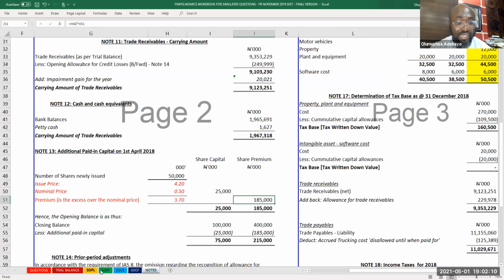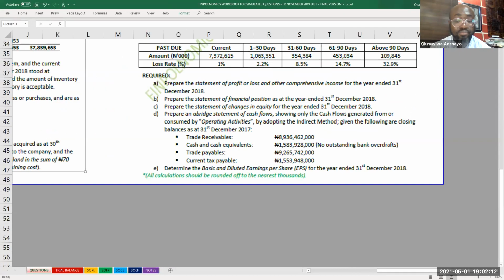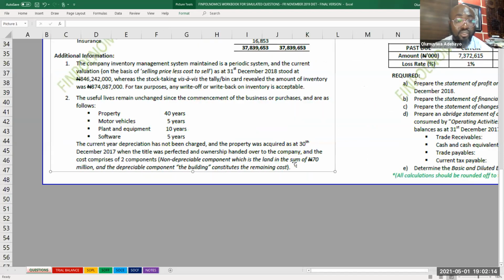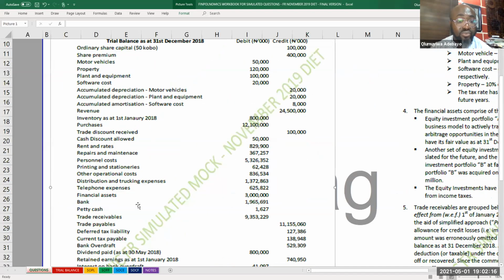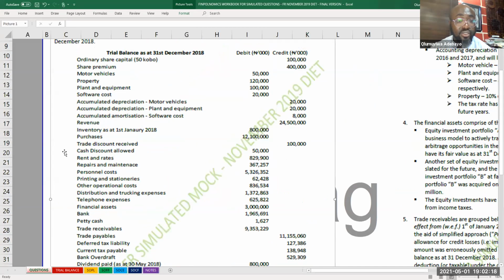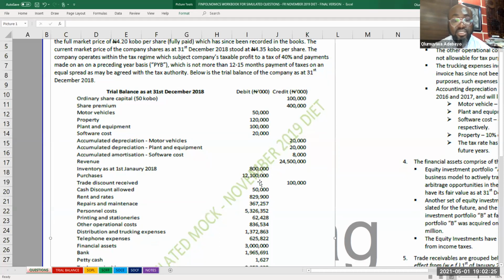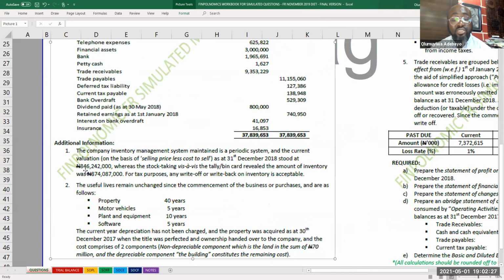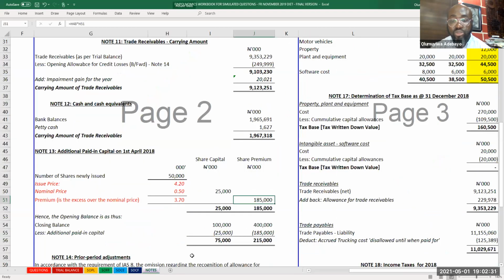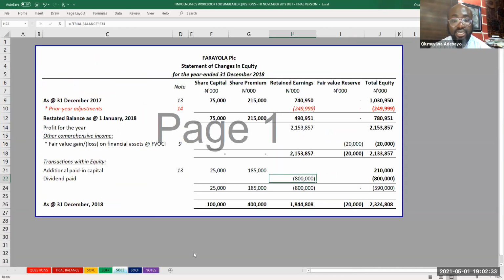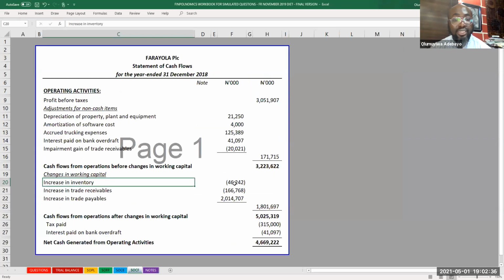Where's our inventory balance? We see it in our trial balance. Where is it? Okay, inventory as at January is 800. We compare this 800 with 846, and that shows an increase in inventory. An increase in inventory is automatically tantamount to usage of cash, and that's why it's a reduction.